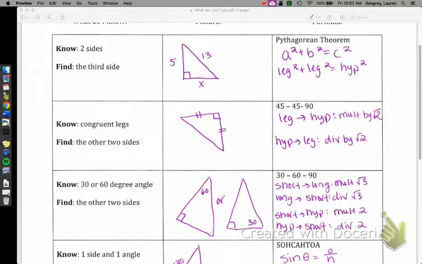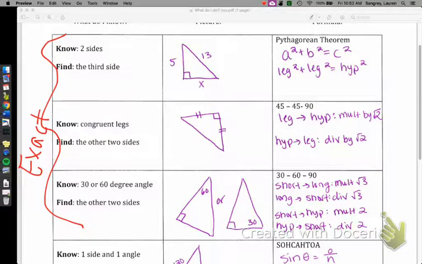When you are working with Pythagorean theorem or the special right triangles, which is the 45, 45, 90 and the 30, 60, 90, we need to have exact answers only, meaning no decimals. You should be simplifying your square roots and keeping fractions.